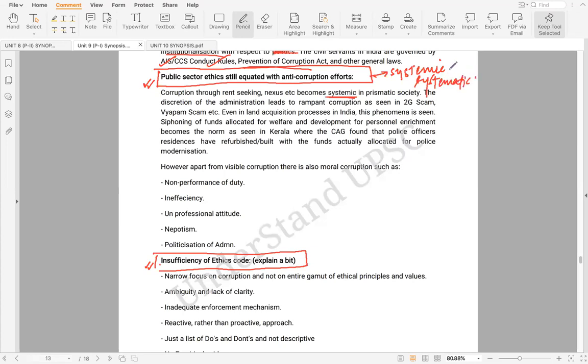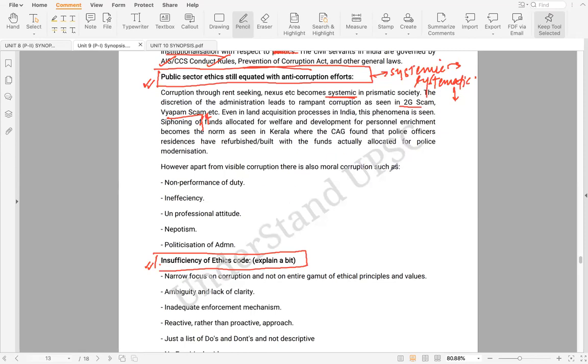That is, it is guided by various systems, it impacts all the systems, and it is systematic in the sense it is structural now. The discretion of the administration leads to rampant corruption, as was seen in the 2G scam, Vyapam scam, etc. Even in the land acquisition process in India, this phenomenon is seen. Siphoning off of funds allocated for welfare and development for personal enrichment becomes the norm, as was seen in the Kerala case, where the CAG found that the police officers' residences were refurbished or built with funds that were actually allocated for police modernization.